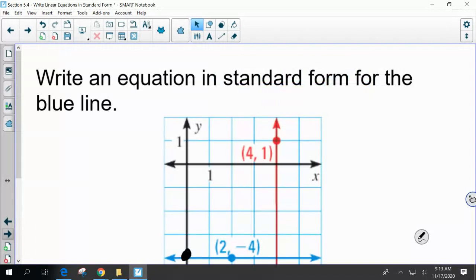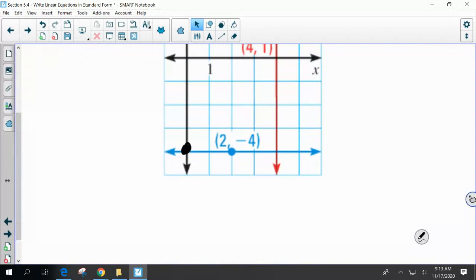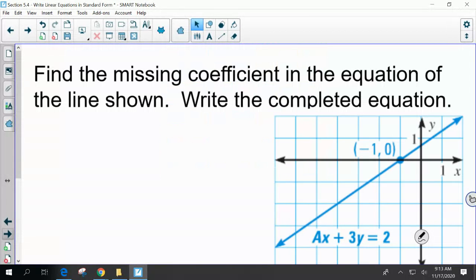Okay, so for the next one, what would the equation be for the blue line? Y equals -4. Yes, -4. I'm sorry. Y equals -4. And what's the slope for that line? 0. Yep, it doesn't ask for that, but the slope of a horizontal line is 0.